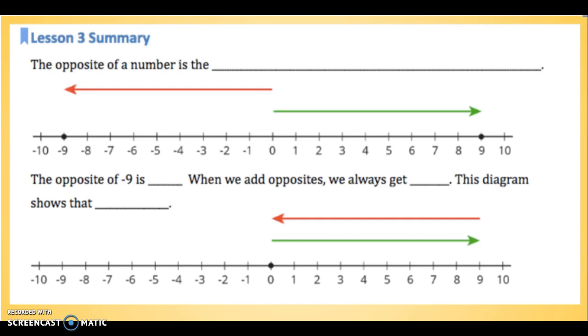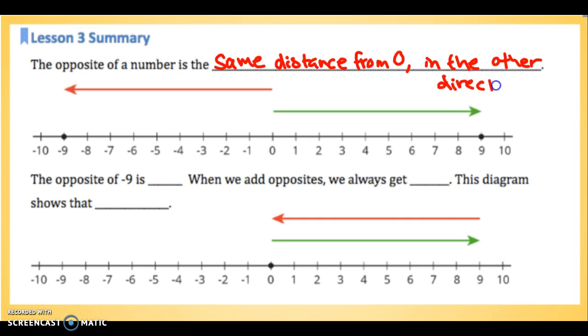The opposite of a number is the same distance from 0. So the two numbers are going to be the same distance from 0 in the other direction. So you see that on this number line down below, and you can pause the video if you need some time to finish writing what I just wrote.